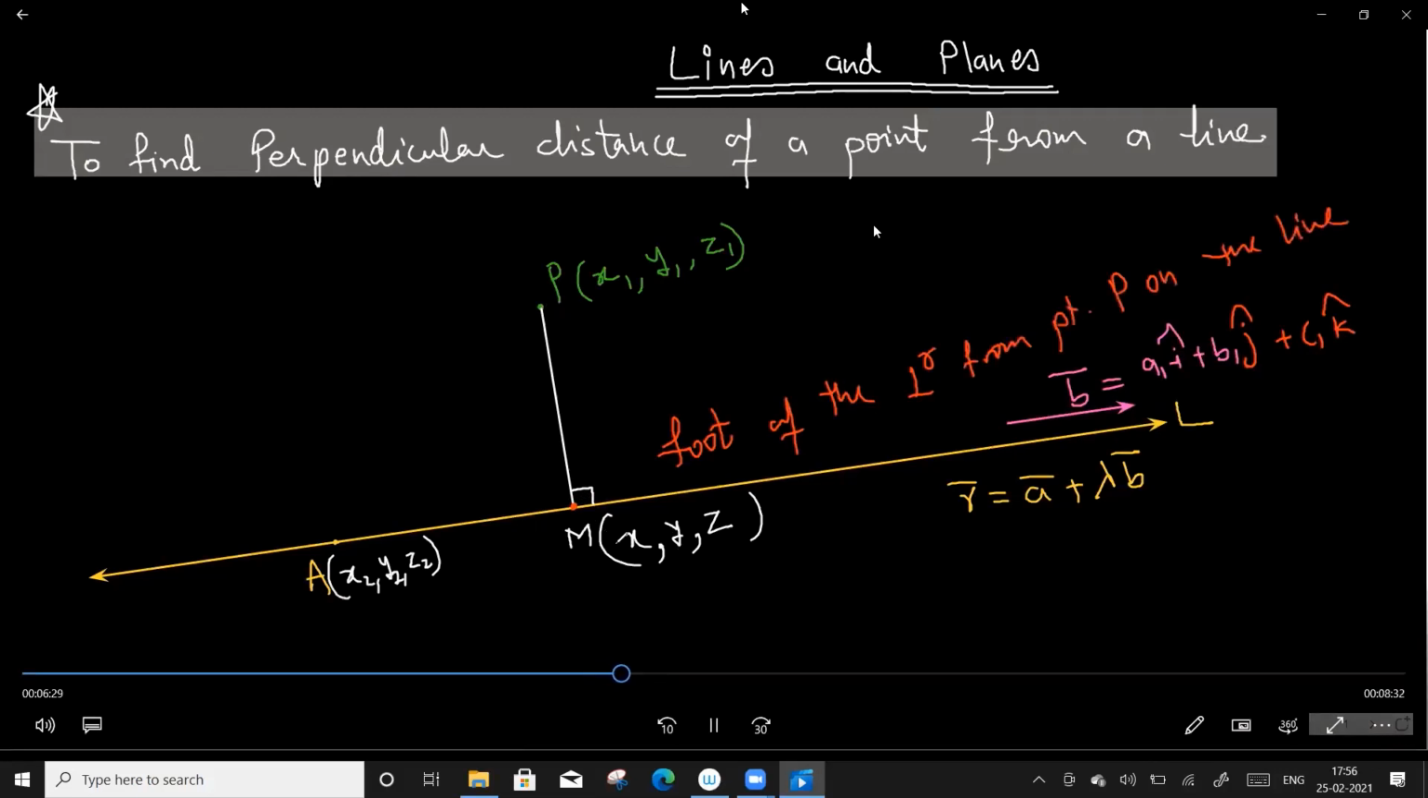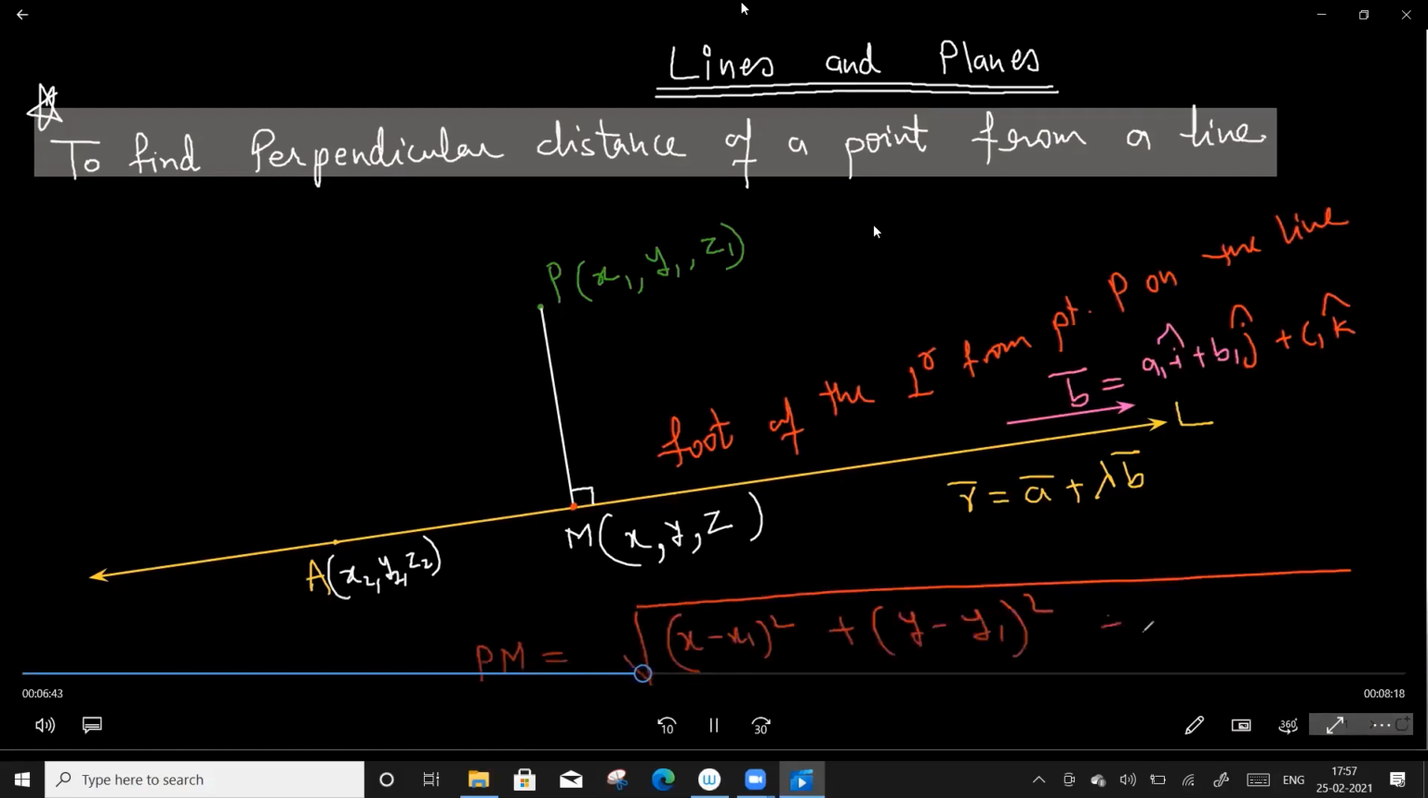Once I get the coordinates of M, I can find out PM by the distance formula. What is it? Square root of (x minus x1) square plus (y minus y1) square plus (z minus z1) square. So you don't have to worry much about this problem. This is a very important problem, but it can be solved very easily. I have explained the method. Now I will show you the solution by taking a question.